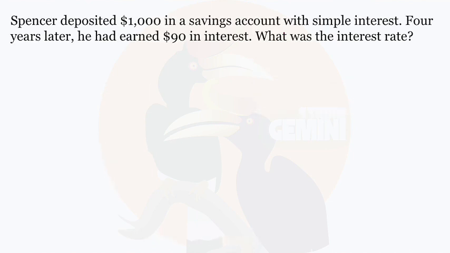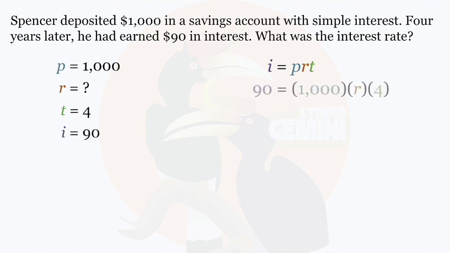Spencer deposited $1,000 in a savings account with simple interest. 4 years later, he had earned $90 in interest. What was the interest rate? We'll again use the formula I equals PRT, but this time we're solving it for R, the interest rate. The principal is $1,000, the interest rate is unknown, and the time in years is 4. We also know the amount of interest earned, I, is $90.